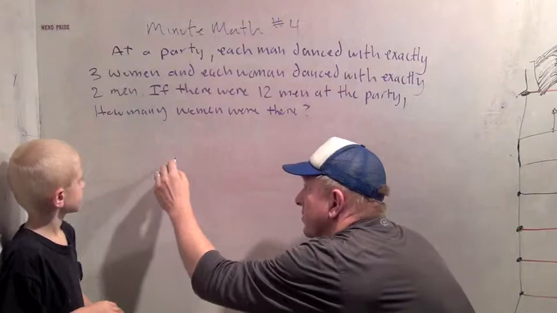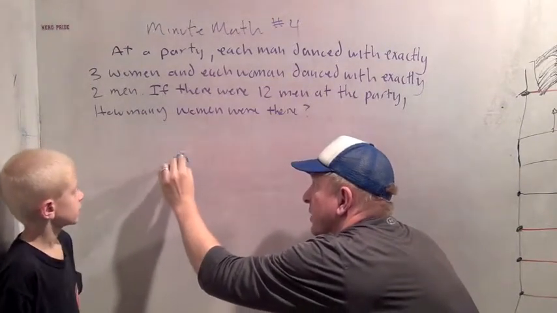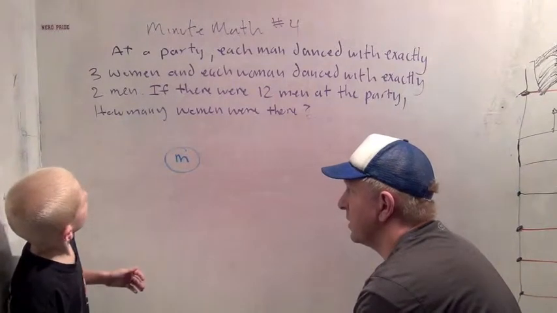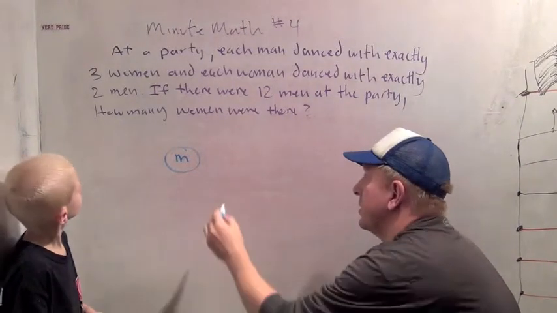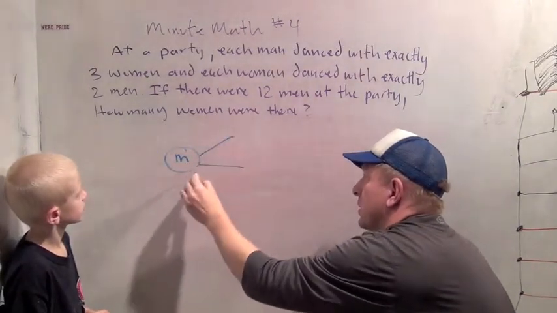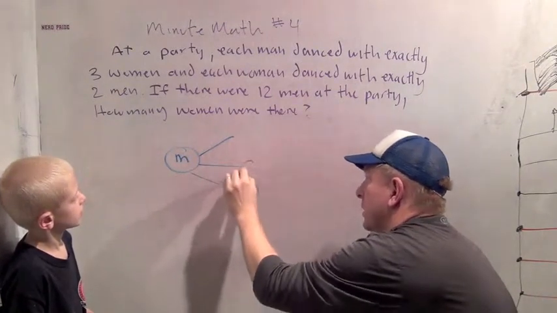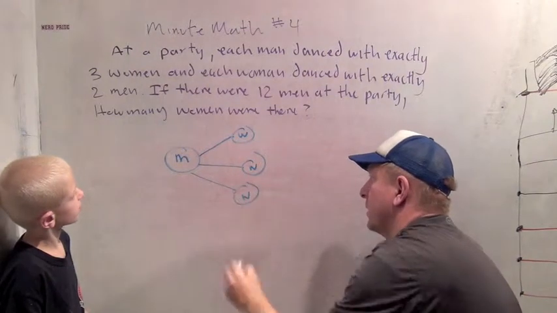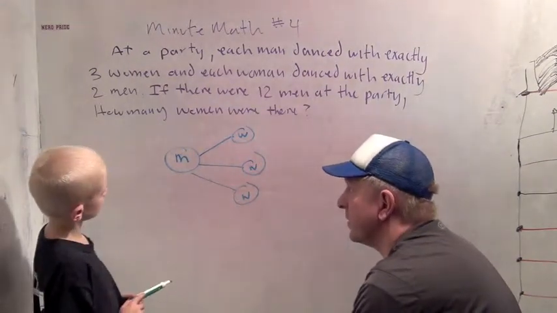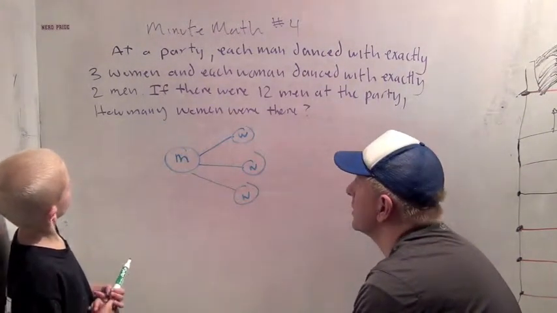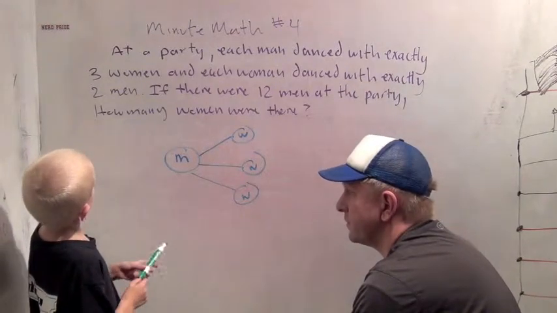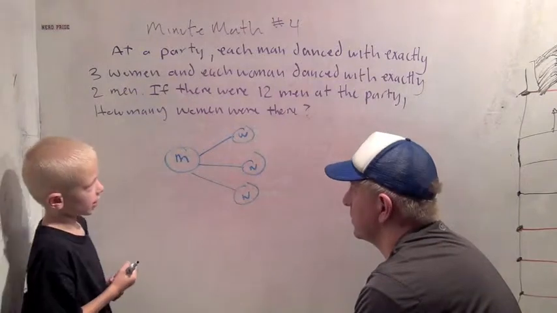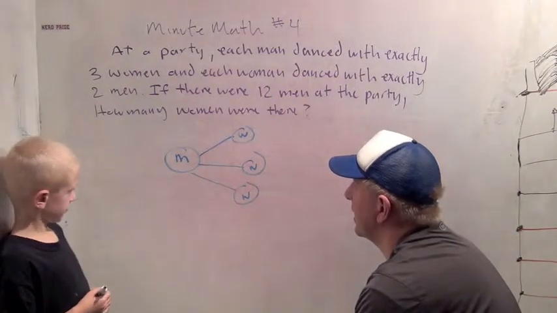Okay, so what we're going to do is we're going to make pairs. So here's a man. How many women did he dance with? He danced with 3. 3 women. Okay, now, how many men were there? 2. Each woman danced with exactly 2 men. Right, each woman danced with exactly 2 men.